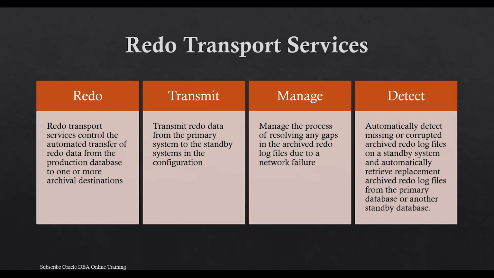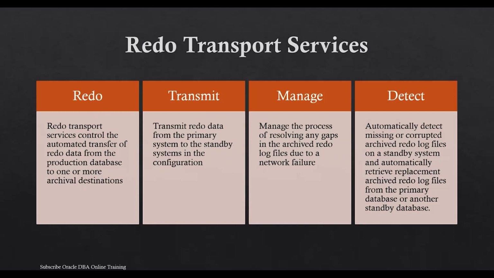The next part is managing, the process of resolving any gaps. We have manage as a sub-service of the redo transport service, which is used for resolving gaps from the production to the standby database. If you see any issues like a network failure, or a gap for some other reason, using the managed service we can resolve those gaps. So the redo transport service is divided into these four subcategories: collecting the redo, then transmitting, then managing, which resolves gaps if there are any, and the last part is detect.